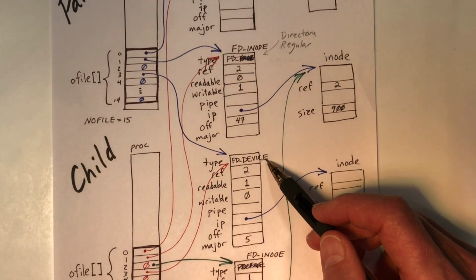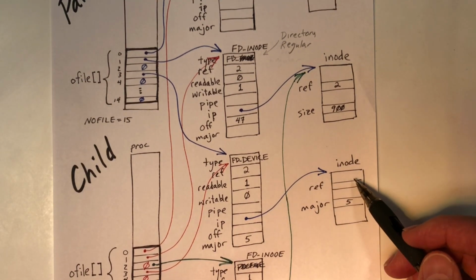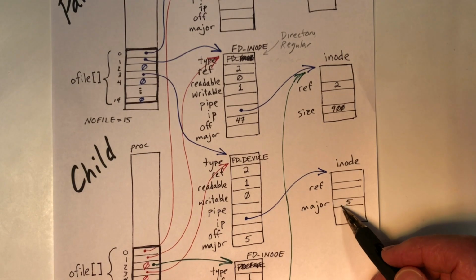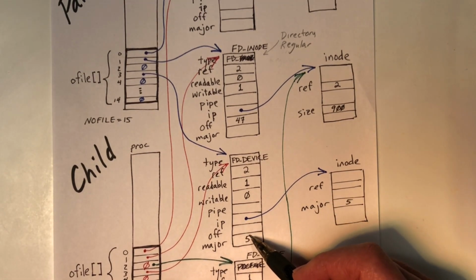And finally, if it's a device, then the IP pointer will point to an inode, but the offset will be unused, and instead the major number, which is in the inode, will be copied into the major field of the file structure.